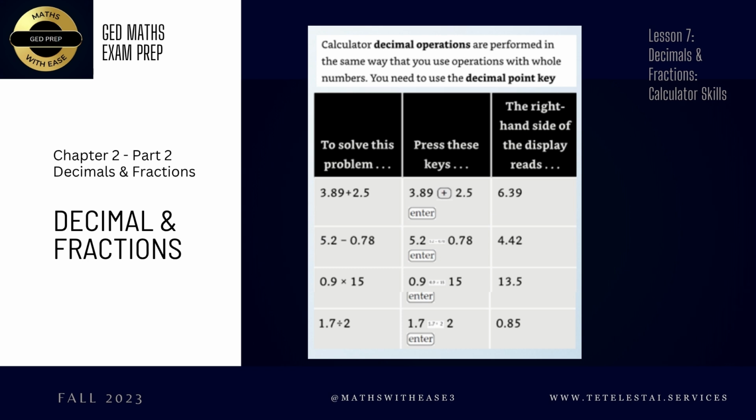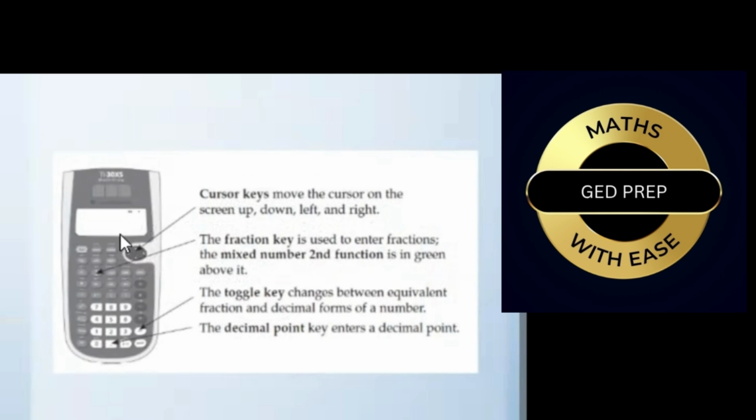Same with subtraction. So 5.2 minus 0.78. Start by entering 5, your decimal point, 2, and then press your operation key, in this case minus, enter 0.78, press enter, and you would get your answer, which would display on the right hand side of your screen. So when you're putting in the numbers from your question, they would display on this side, just so that you can see what you're entering, make sure that you're putting in the right values. And then once you press enter, you'll see your answer displayed on the right hand side.